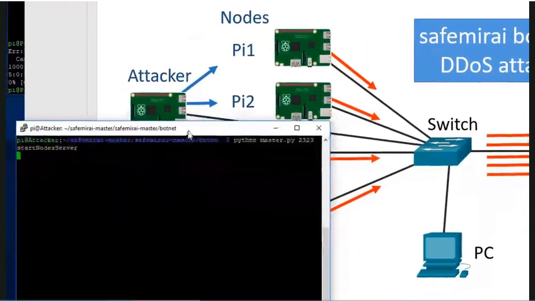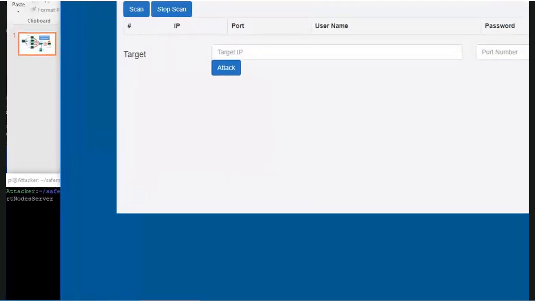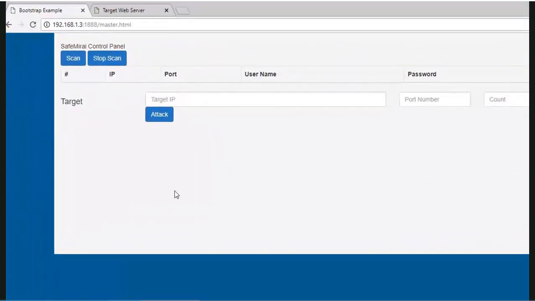So the attacking Raspberry Pi has started. What I can do is open up my web browser and look at the browser-based interface. And you can see here it is, the Safe Mirai Control Panel web browser interface. I'll start a scan and scan the network to see if there are some vulnerable nodes, which in this case are those Raspberry Pi node machines. We'll see if it can find those nodes and log into them because they're using a default username and password of admin.